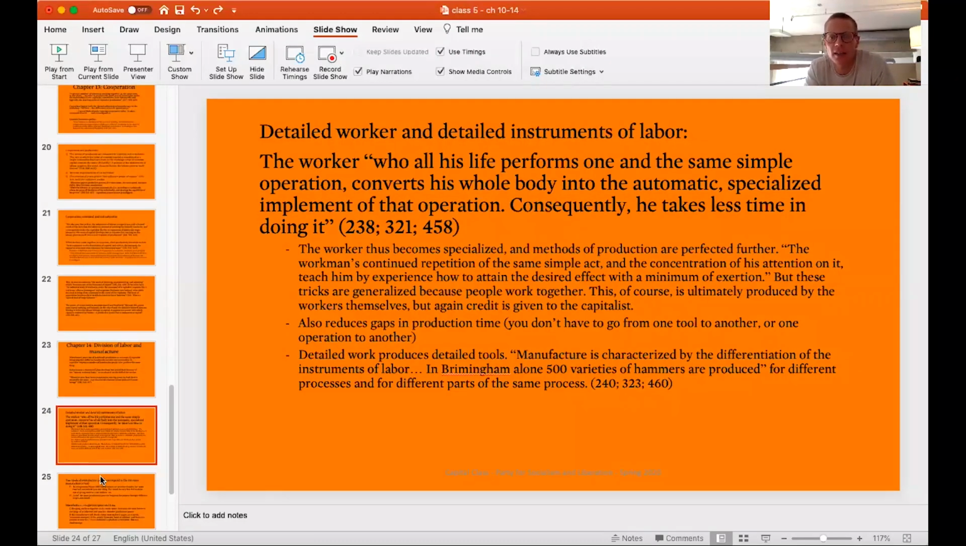The other thing is that when you're doing the same thing over and over again, you can figure out a way to exert less energy doing it and be just as productive or more productive. And this is another way in which the productivity of capital is really the productivity of the worker. It just looks to us like it's capital.